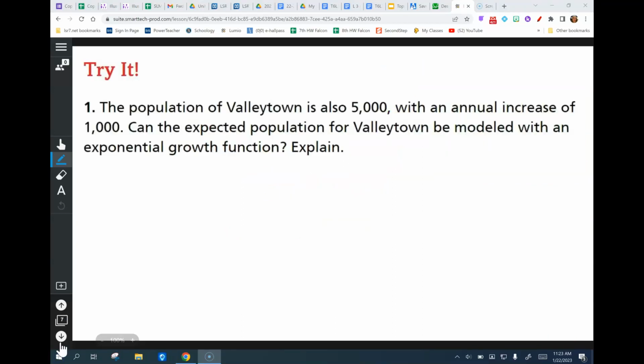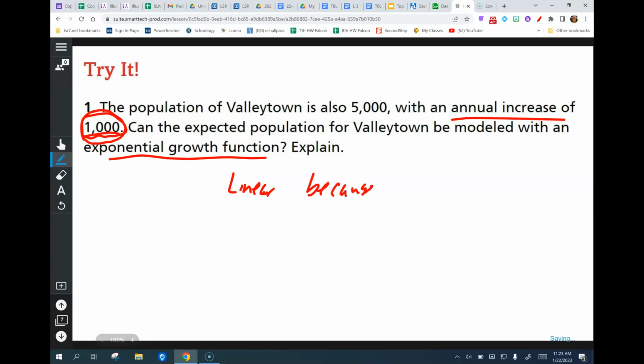Now this one is in your book, and it says the population of Valleytown is also 5,000, with an annual increase of 1,000 people. Can the expected population of Valleytown be modeled with an exponential growth function? Explain. Well, okay, this problem is weird. We'll discuss the weirdness of this in just a bit. But see how it increases by exactly 1,000 every year? So this is a linear function. Linear function. Because it increases by an amount, not a ratio. It's a set amount.